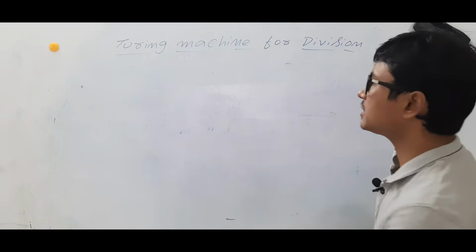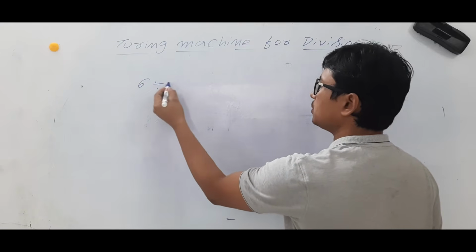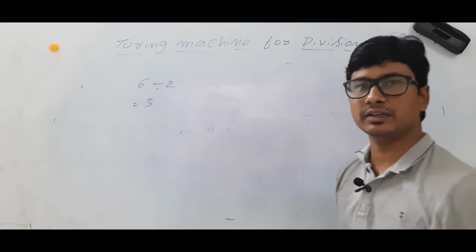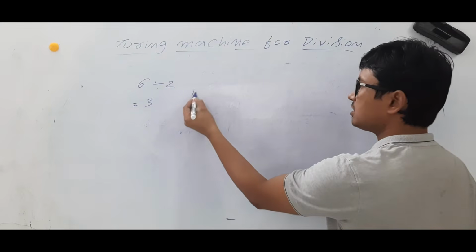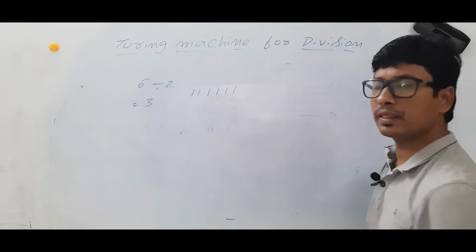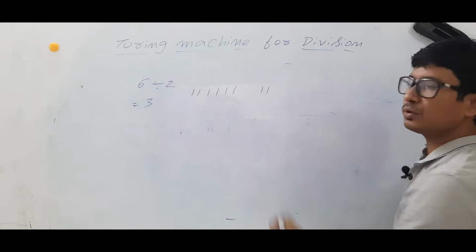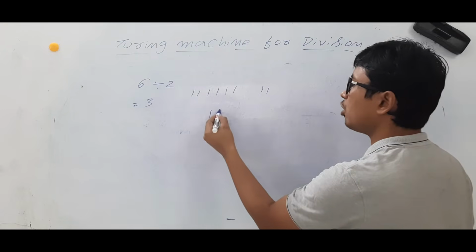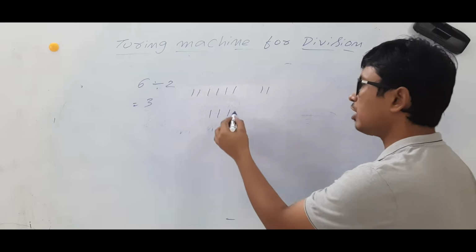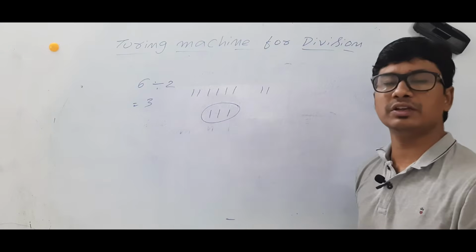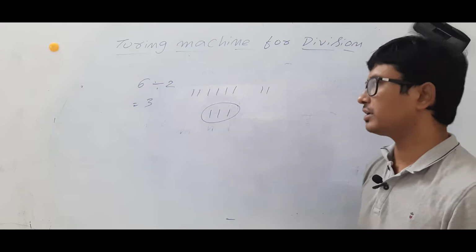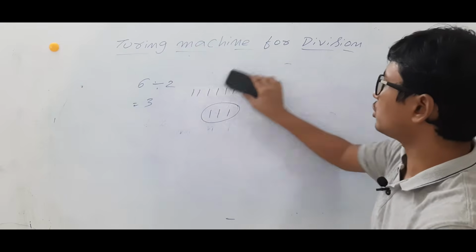So what is meant by division? If I divide 6 by 2, I should get the output as 3. So I will represent the 6 in the unary form and I will represent the 2 in the unary form, and I should get the output as 3 ones. So the number of ones in the output will say what is the number you got. Okay, so this is what I want to perform.